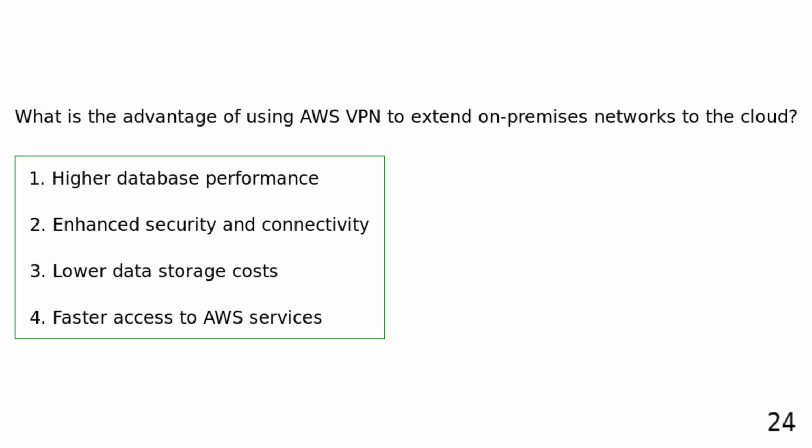What is the advantage of using AWS VPN to extend on-premises networks to the cloud? Higher database performance. Enhanced security and connectivity. Lower data storage costs. Faster access to AWS services.